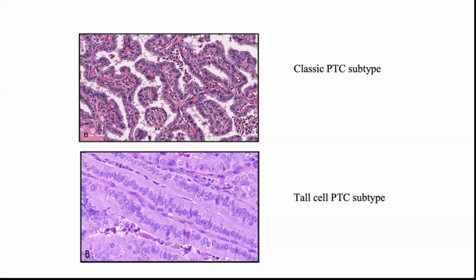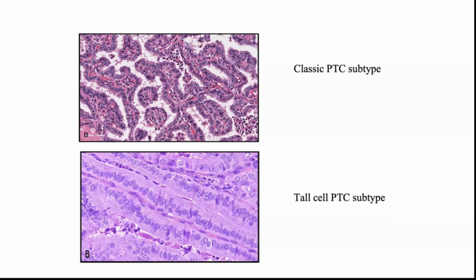All right. So classic PTC has an architecture consisting of papillae with monolayer sheets and in 3D groups. The main features are nuclear features. The most important ones are enlarged crowded nuclei with overlapping, oval irregular shaped nuclei, longitudinal nuclear grooves. They'll have intranuclear pseudo-inclusions, pale nuclei with powdery chromatin, thick nuclear membranes. They may have macro and micro follicular architecture within.